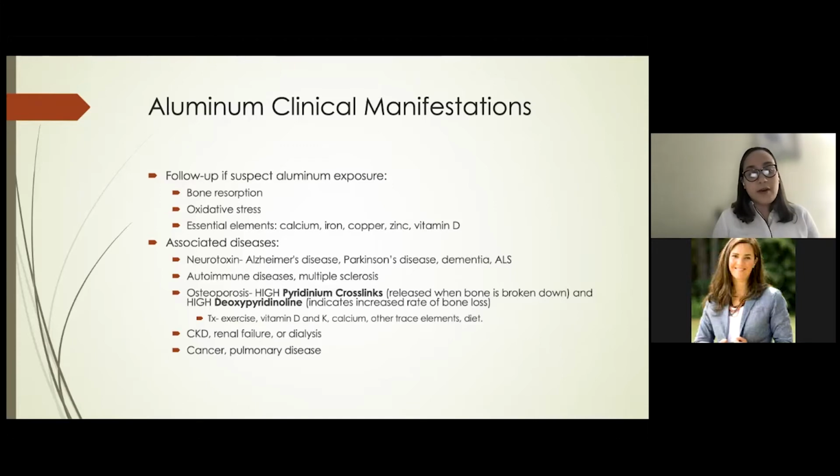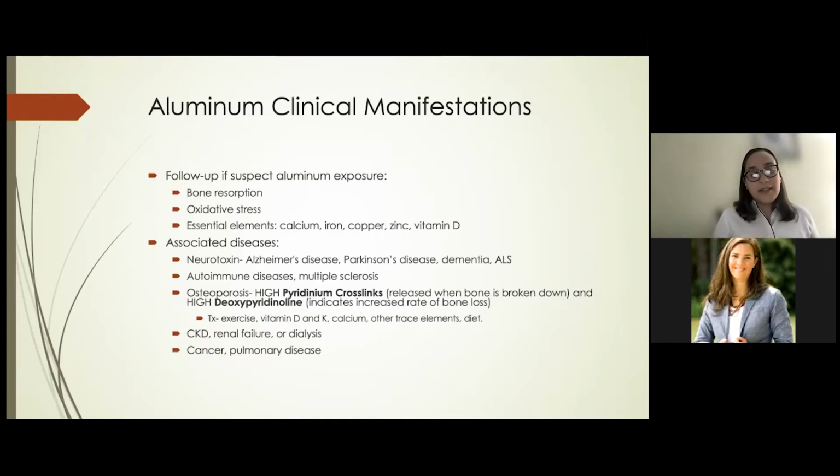Autoimmune disease is another one that's associated with elevated levels of aluminum. Osteoporosis, so high pyridinium cross-links, those are markers that, when bone is broken down, elevate. So that's a nice test to run. And high deoxypyridinoline indicates an increased rate of bone loss.